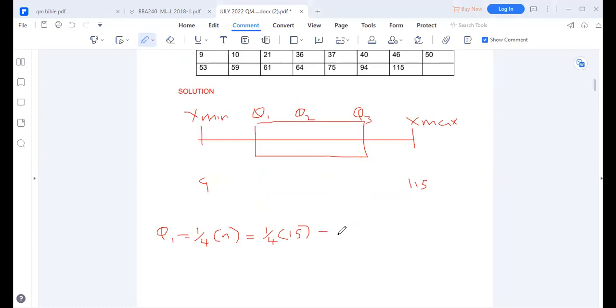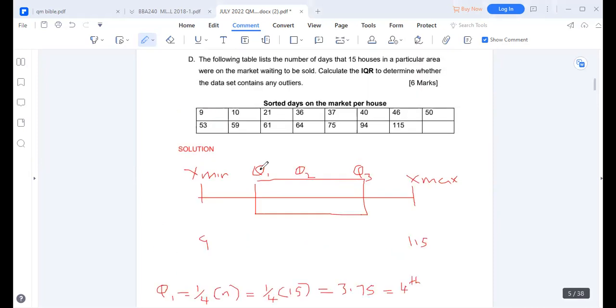3.75. And we usually round up regardless of the decimal, whether it's 3.1 or 3.9. So the fourth position. What is our fourth position? It is already arranged: 1, 2, 3, 4. So this is our Q1, 36. How do we get that?